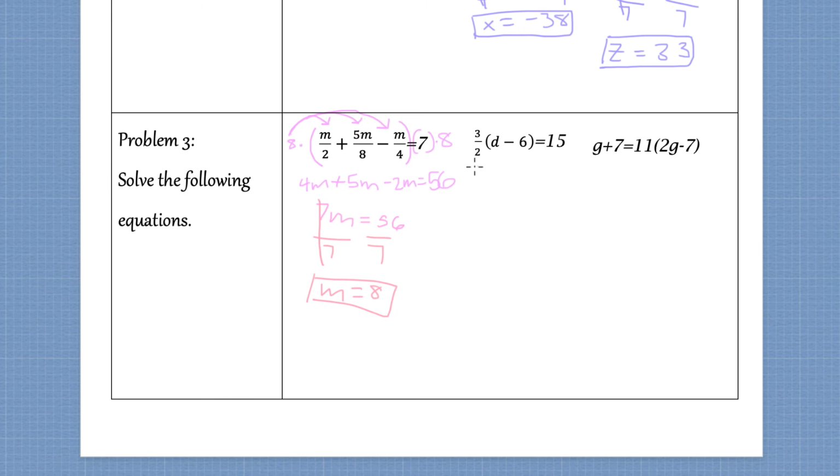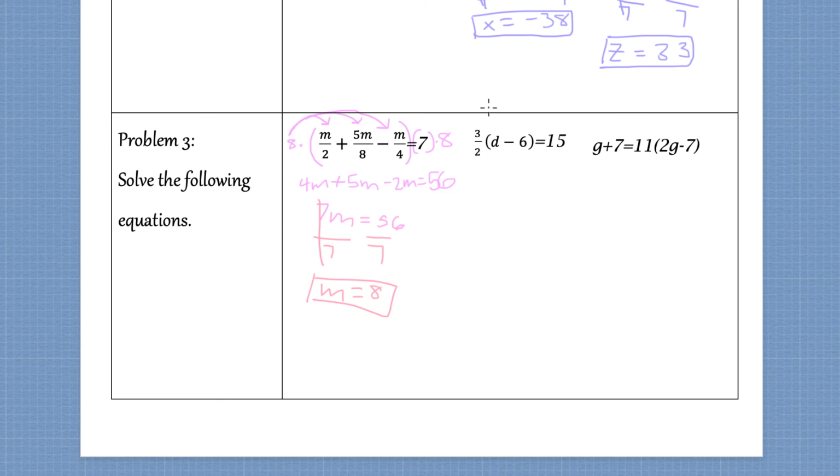Moving on to the next equation, we have this one over here, and you can see it's the distributive property, but instead of being a whole number that's being distributed to the d minus 6, there is a fraction that is being distributed to the d minus 6. And fractions are sort of hard to work with, so I'm going to try to get rid of this fraction over here.